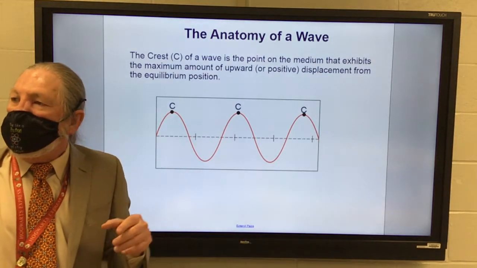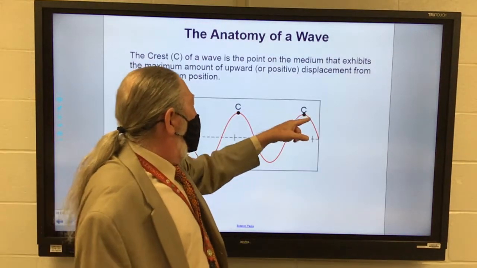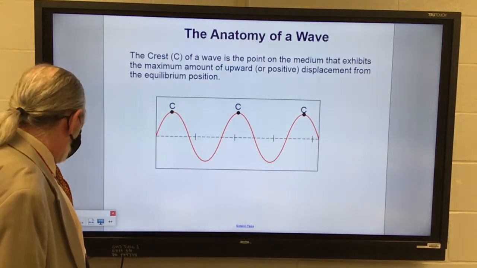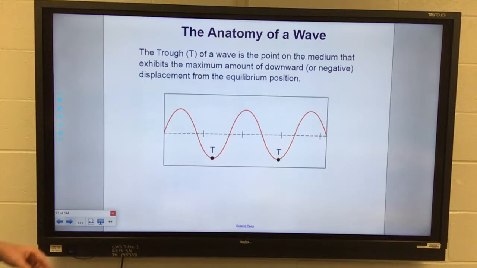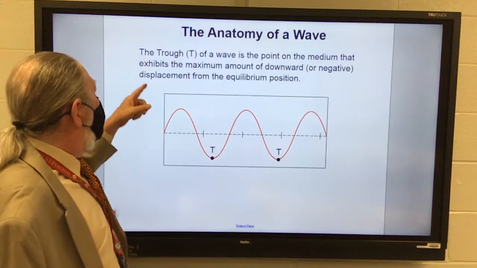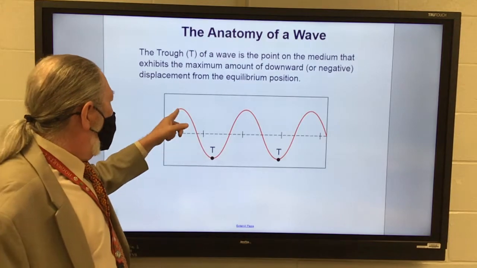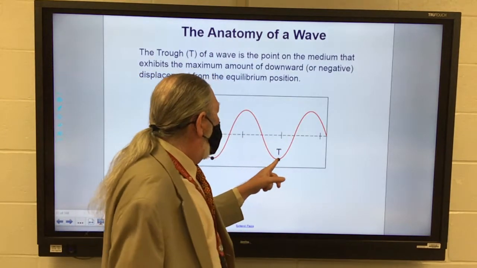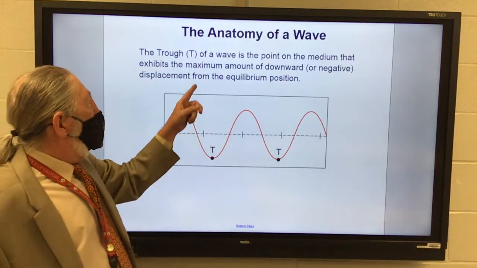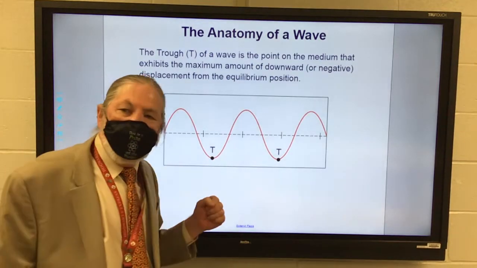Anybody ever seen a movie of surfers riding waves? When they're right on the top of the wave, that's the crest of the wave, okay? So the crest, that's the top of the wave. Okay? And then you have something called the trough. And the trough is the point that exhibits the maximum amount of downward displacement. Okay, so you have a top to each wave, which is called the crest, and then you have the bottom of each wave, and that's called the what? It's called a trough.